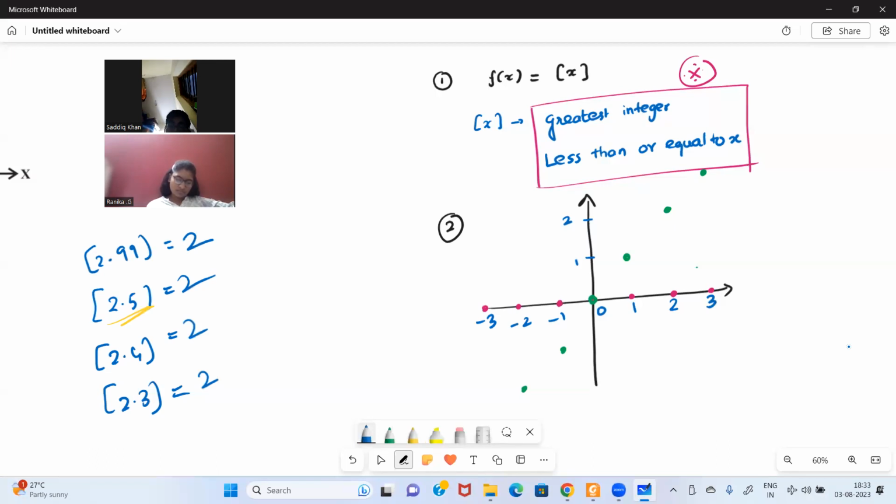So, what is the conclusion, guys? All values between 2 and 3, greater than or equal to 2, little less than 3. Till that point, what is the function's value? It is taking only one value. What is that value? 2. For all values of x between 2 and 3, the answer is 2 only. Correct?